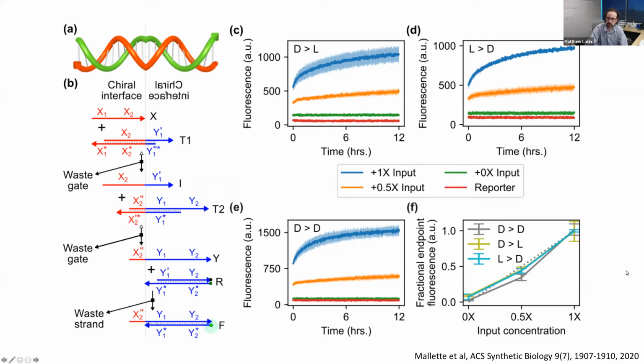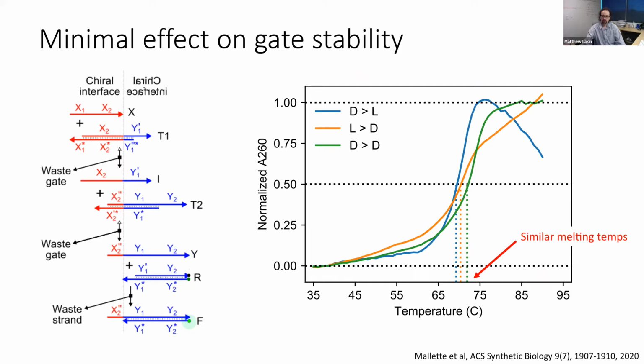So this thing is chirally specific. We can show it with some of these controls. Does this interface affect the stability of the gates? Well, not too much. We see maybe a few degrees decrease in the melting temperature if we do UV-vis measurements on the homochiral version of green versus the ones that have this D to L or L to D interface in them. So they're slightly lower, but not hugely so.